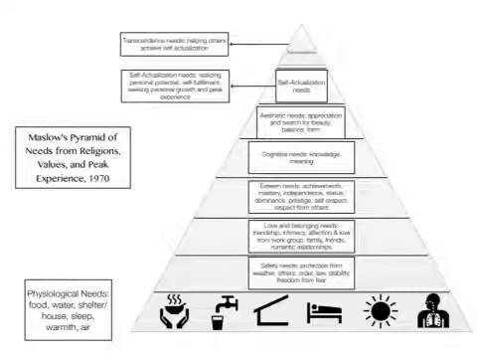At the bottom level of the pyramid, you find the physiological needs. The physiological needs include food, water, shelter or house, sleep, warmth, and air. As you can see, if you do not have these, you will probably not be able to survive.